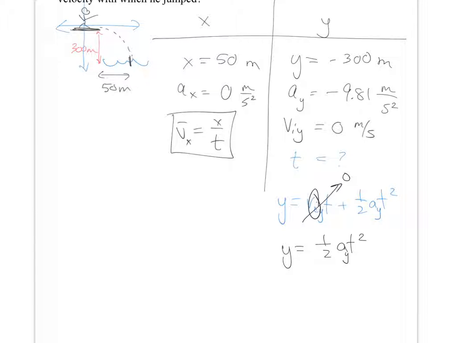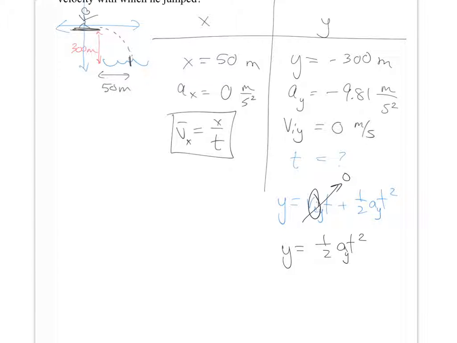Now, looking at this formula, you know y. That's the vertical displacement of negative 300. You know a sub y. That's negative 9.81. You could easily solve for time. You can choose if you'd like to plug in numbers now or solve algebraically for t. I'm going to solve algebraically for t.